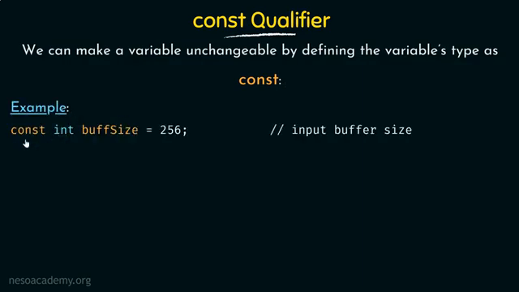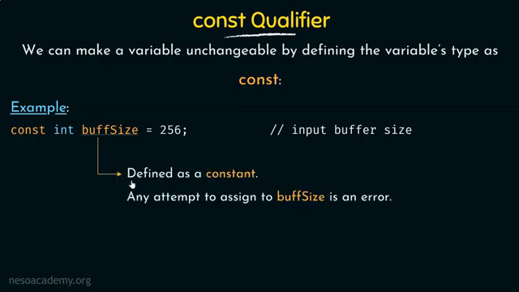So let's take an example here. Here I am declaring an integer variable called buff size. Let's imagine that this is the variable for storing the buffer size, and I'm initializing it to the value 256. This is the input buffer size, and I don't want this 256 to change ever. The buff size should remain 256 throughout the program. So what do I do? I make use of the const qualifier here. I put this const keyword before the int, and that tells the compiler that this buff size of type integer is also a constant, and so it should never be changed, either manually or even by the code.